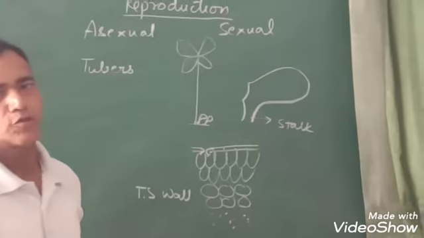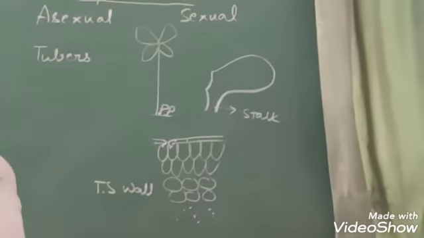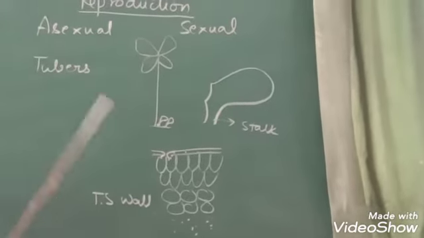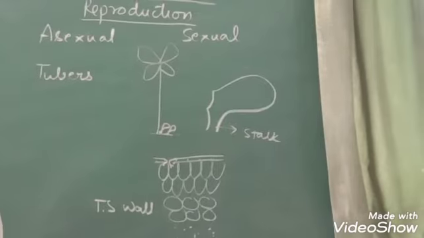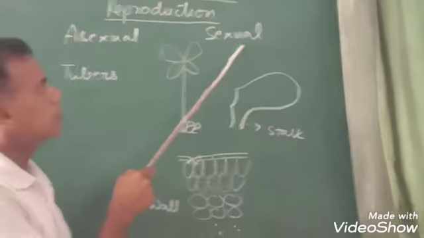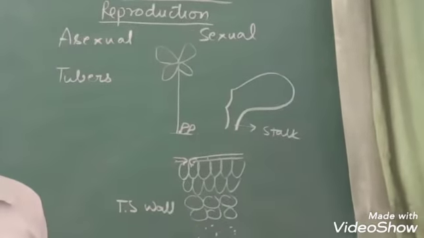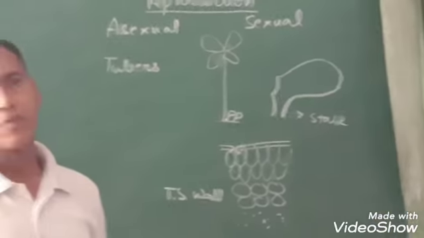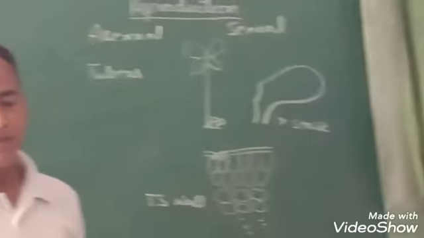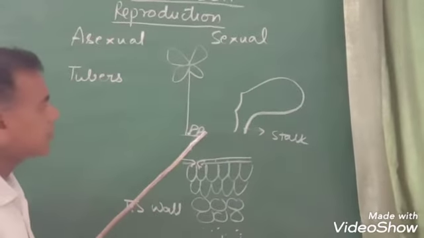Friends, now coming to the reproduction of this member, it reproduces by two methods: asexual and sexual. Asexual takes place by means of tubers which are formed on the rhizome, and on detachment they form new Marsilia plant. Now coming to the sexual reproduction, which is very important, since Marsilia is heterosporous, it makes two types of spores: big megaspores female and small microspores male. Now these spores are produced in special structures.